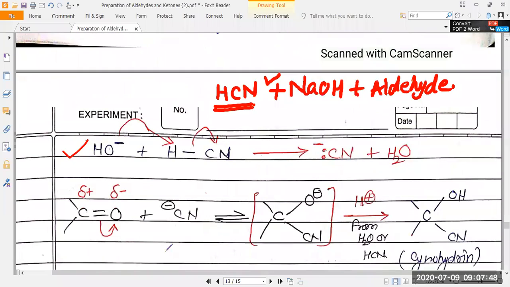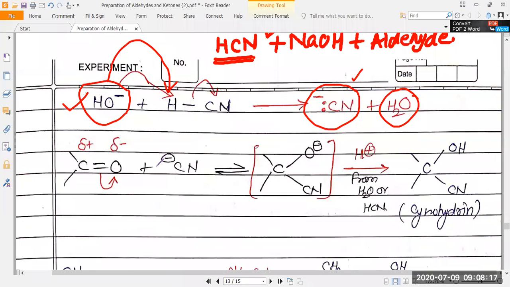So this is the chemical reaction. First, this is the mechanism of this reaction: HCN, and this is the base, OH. OH is a strong nucleophile. This OH reacts with H and forms H2O. Now CN acts as a strong nucleophile when HCN reacts with a carbonyl compound. This CN is the nucleophile, and it will react with the aldehyde and ketone.